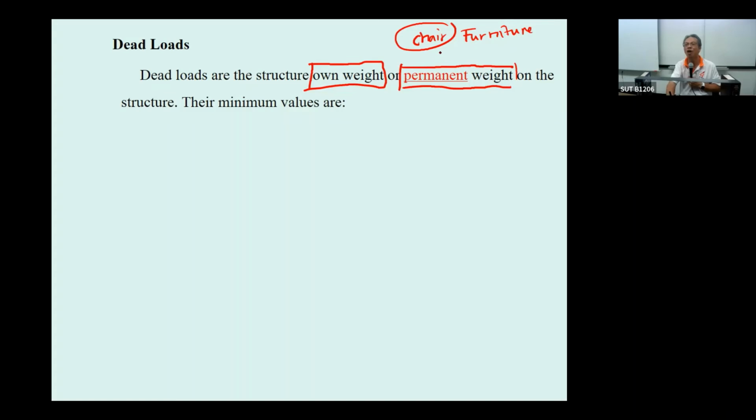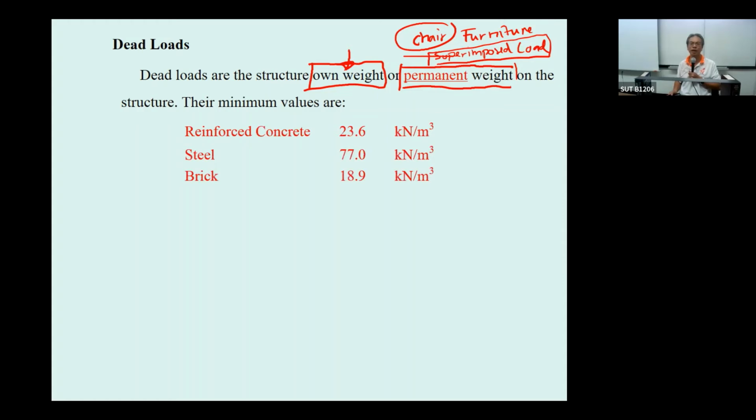Sometimes they call this one the superimposed load. Okay, remember this word. You're going to increase this superimposed load with the own weight or self weight load to produce the total load. The computation of the dead load comes from the type of material. Okay, it depends on the density.